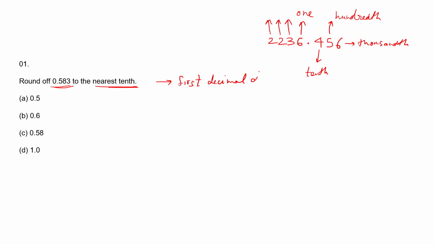After the decimal, we have to keep only 1 digit. So here, if you round off 3, this 8 will remain as it is because 3 is smaller than 5. And then when we round off 8, since it's more than 5, this 5 will increase, and what I'll get is 0.6. So the correct answer is 0.6.